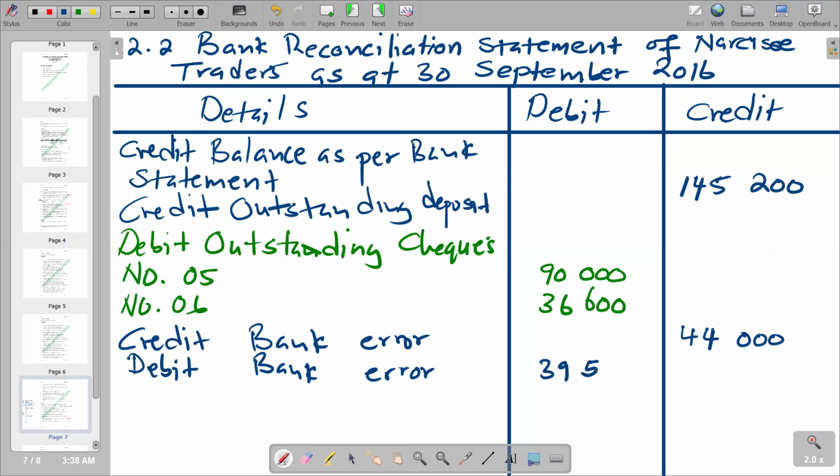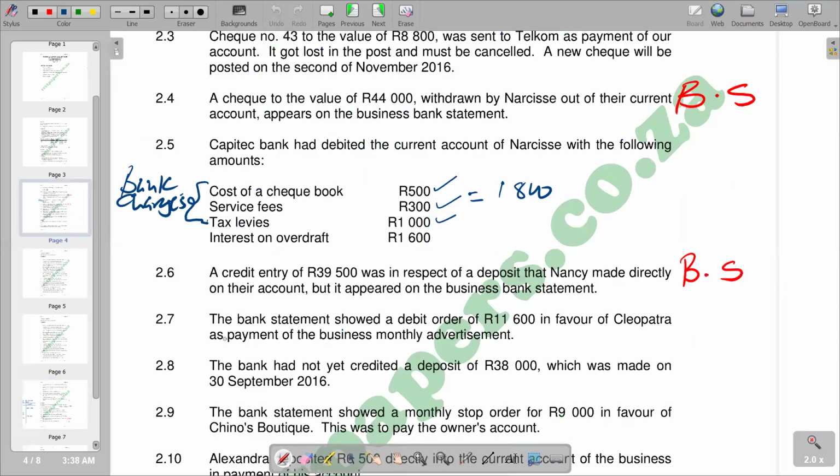And we have an amount of 10,500. And of course, that's what we have in that one. And then move on to the next one, which is now 2.7. At 2.7, these are the bank statement showing in favor of Cleopatra as payment of the business monthly advertising.